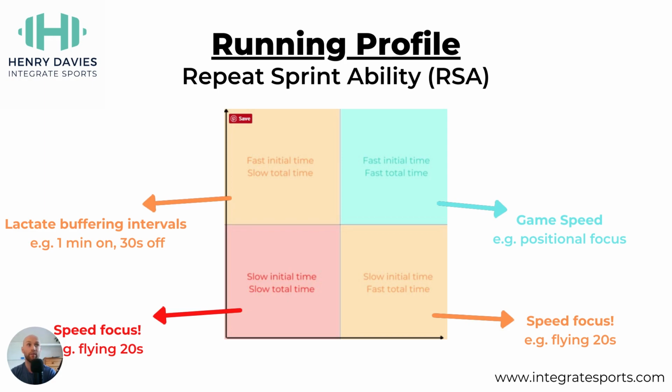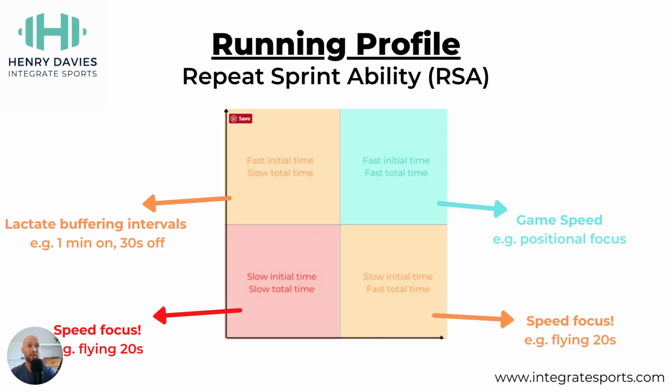which asks: what's the athlete's initial sprint speed like, and what's their total time like? Are they fast and fast? Are they slow and slow? Or are they a combination of the two? If an athlete is at the bottom left, they've got a really slow initial time, they're just slow, and their total time is also pretty slow, they just need to focus on speed, because you could do as much conditioning work as you like, but that's always going to be limited by their ability to move quickly.